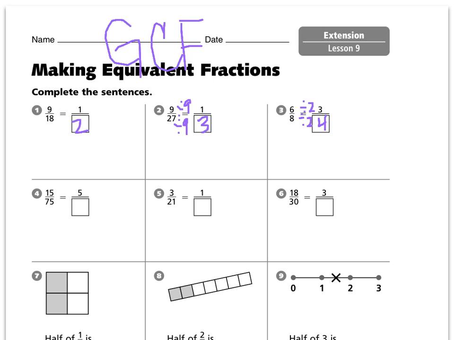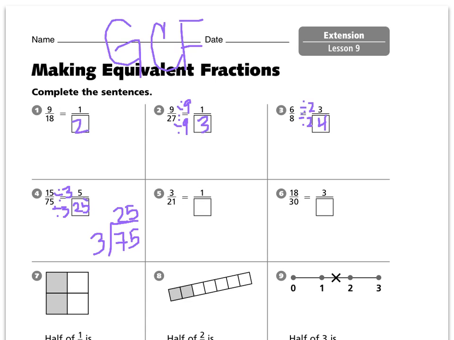Let's look at number 4. 15/75 equals 5 what? So what did I do to 15 in order to get 5? And I know 15 divided by 3 equals 5, so 75 divided by 3. And if you don't know right away, you can put 75 in the house and divide it by 3. You're going to end up getting 25. Make sure that you have all of your division work so I know exactly what you were doing.